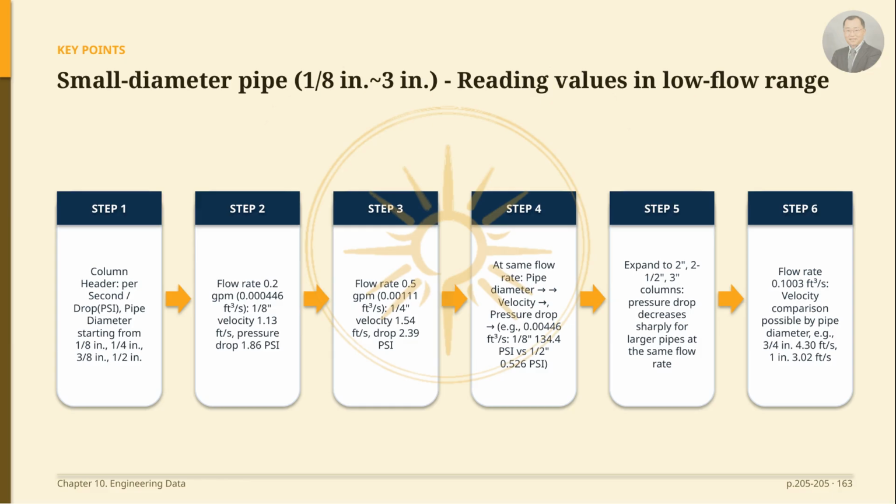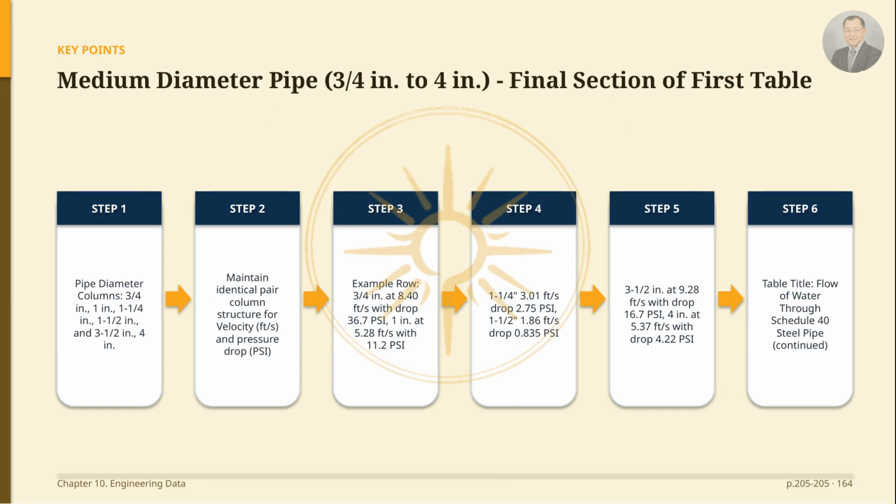The table extends to columns for 1.5 in and 2.5 inches pipes. In the row for 0.1003 cubic feet per second, you can directly compare velocities by diameter, such as 4.30 feet per second for a 3/4 in pipe and 3.02 feet per second for a 1-inch pipe. This section is the concluding part of the first table, covering medium diameter pipes from 3/4 in to 4 inches.